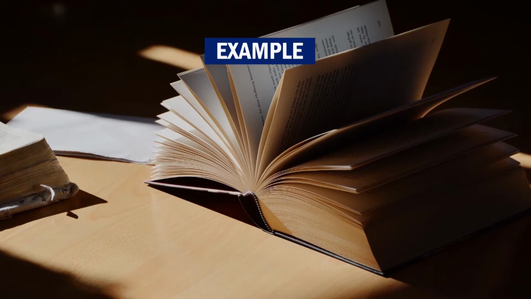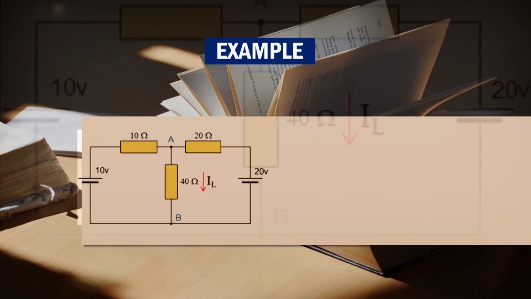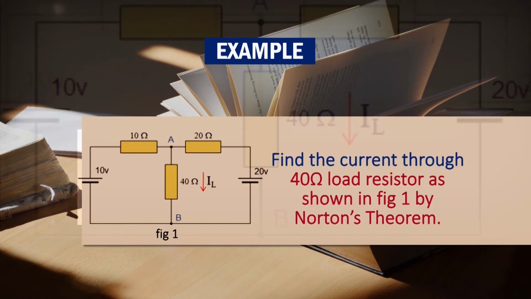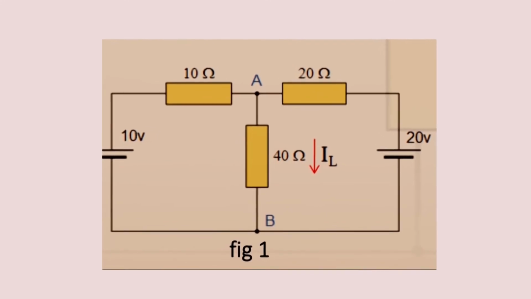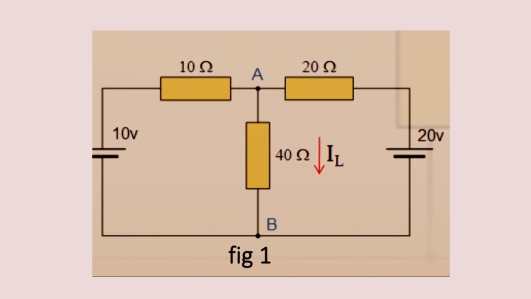Now this Norton theorem can be applied in any network, so we are just considering one example. Here you can see in figure 1, there are two voltage sources, one a 10 volt source and another a 20 volt source, and three resistances are connected. One is 10 ohm, another is 20 ohm, and the third one is a 40 ohm resistance connected between terminals A and B. Our aim is to calculate the load current through branch AB. So what is the first step? The first step is to remove this load resistance RL between terminals A and B, and now you short circuit the terminals A and B.